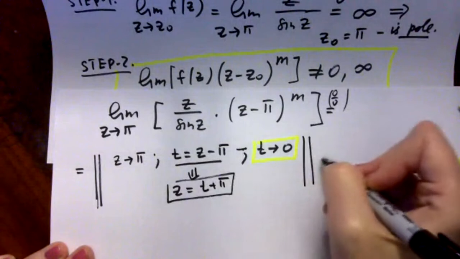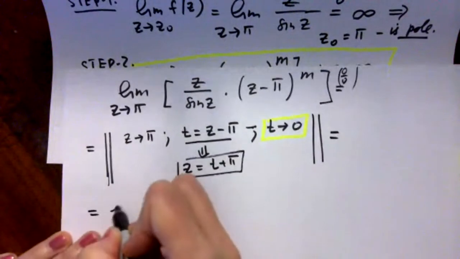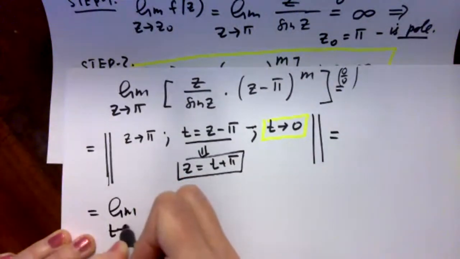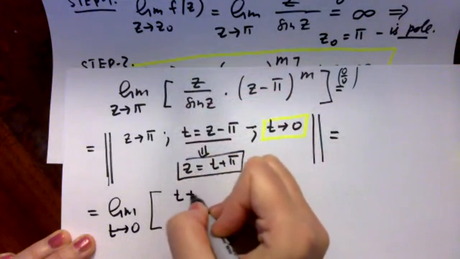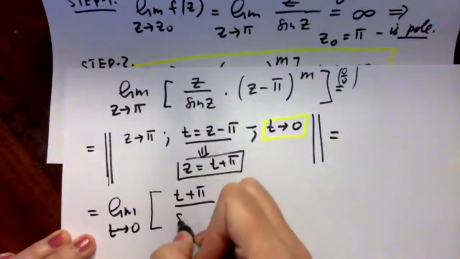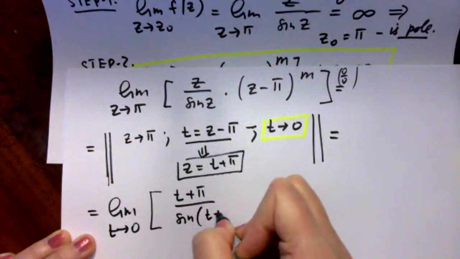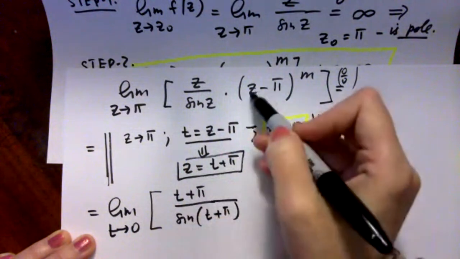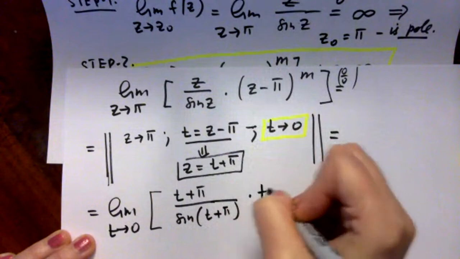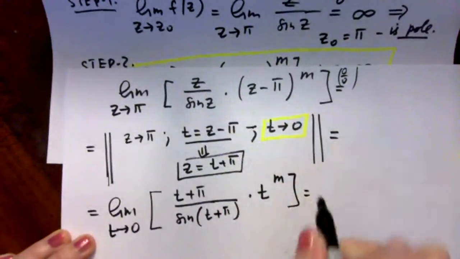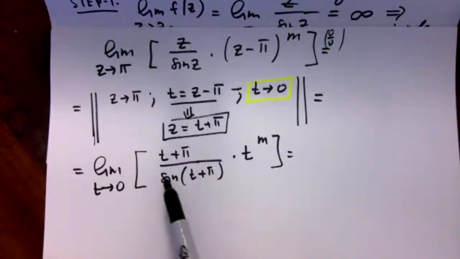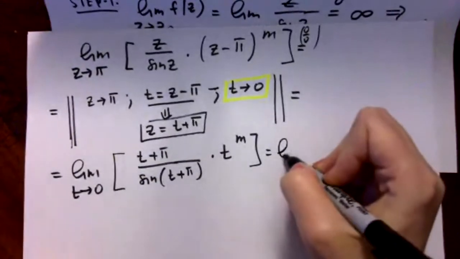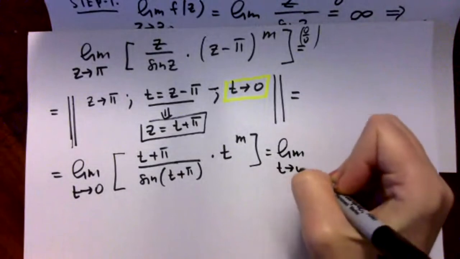And t is tending to 0. It's already there. So limit when t tends to 0, instead of z, I promise to substitute t plus pi according to this expression. Here we have sinus of the same guy, t plus pi. And this guy is just t to the power of m. Maybe you are not quite convinced with this idea because this expression still looks quite messy. But wait a bit, we are going to simplify it.